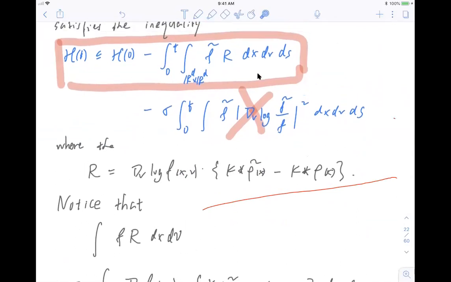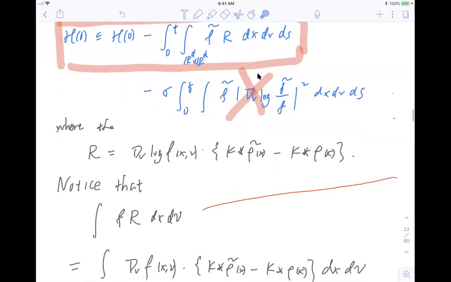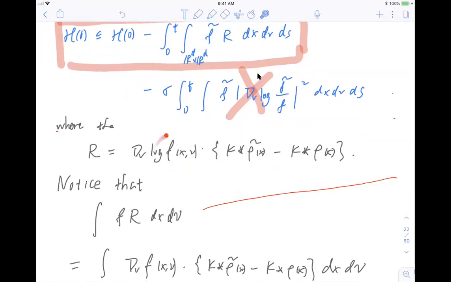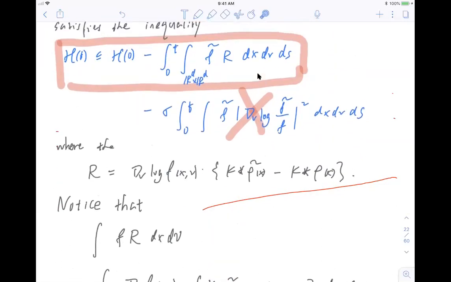Okay, so here R actually is a discrepancy term. This is the force field generated by the distribution rho tilde. This is the force field generated by the distribution rho. So R basically captures the discrepancy, but it's a weighted discrepancy. And what we need to control is just this term.